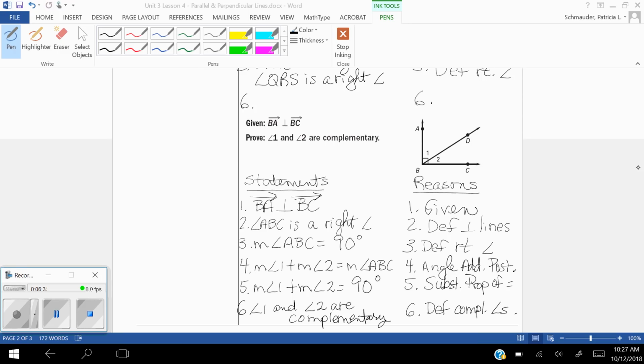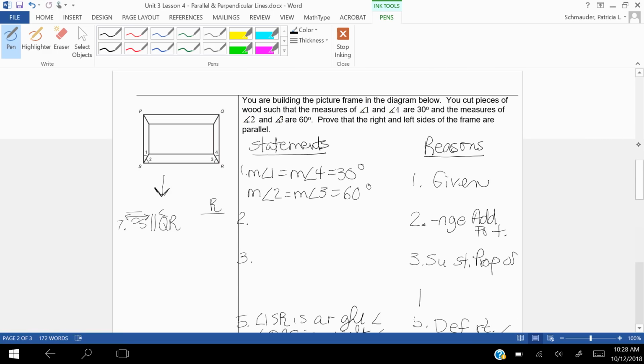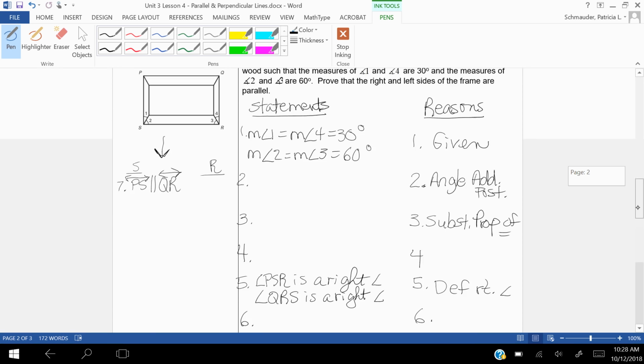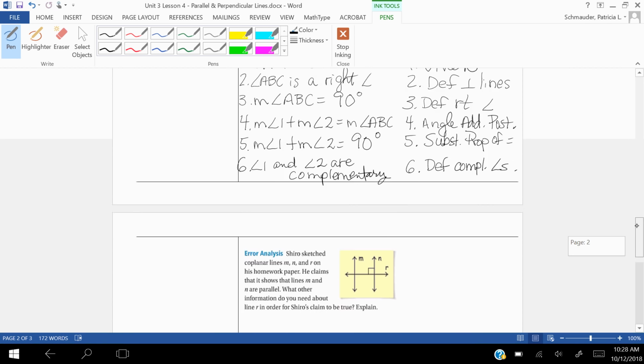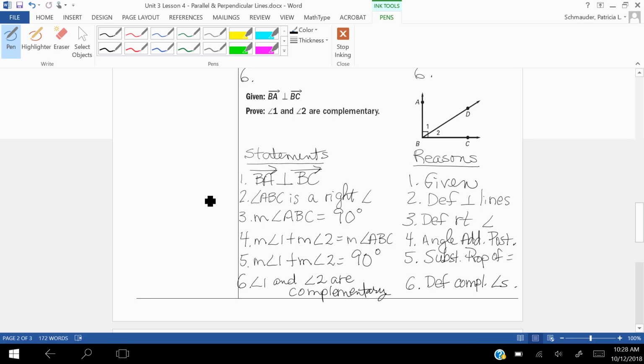Okay, so we have our given that BA is perpendicular to BC. So right there, we need to say, well, what does that tell me? Well, I know the definition of perpendicular lines says that if two lines are perpendicular, then we got a right angle. So that's what I'm going to write down as my next step, and hopefully that's the direction I need to go. So for step 2, I said, okay, well, if BA is perpendicular to BC, then I know that angle ABC is a right angle because of the definition of perpendicular lines.